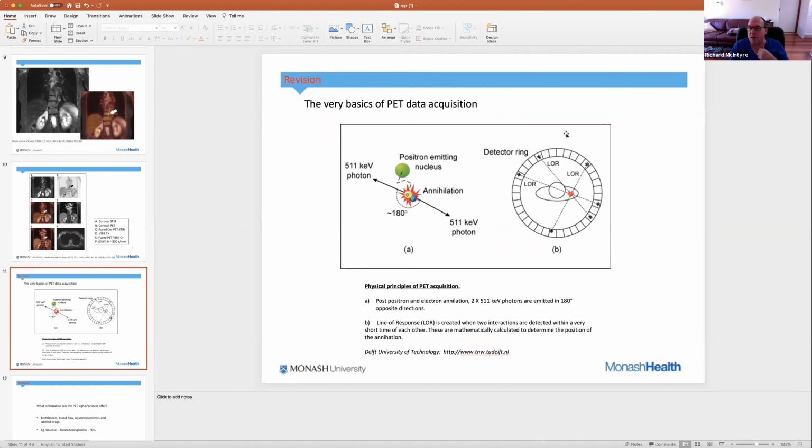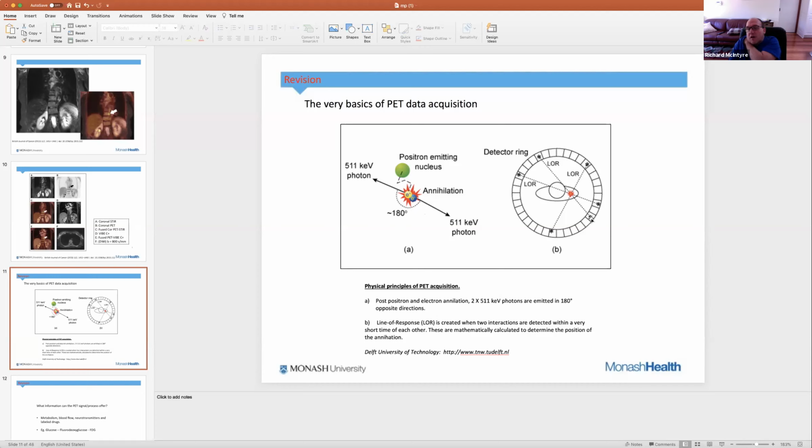How does PET work? PET has a ring of detectors, the same as MRI. Okay, or inside the MRI ring of detectors. So there's a positron emitting nucleus. The positron emitting nucleus emits a positron, it travels a short distance, and then it emits two electrons. It explodes and emits two electrons at about 180 degrees opposite. One goes one way, the other goes the other way. Okay, then this is called a line of response.